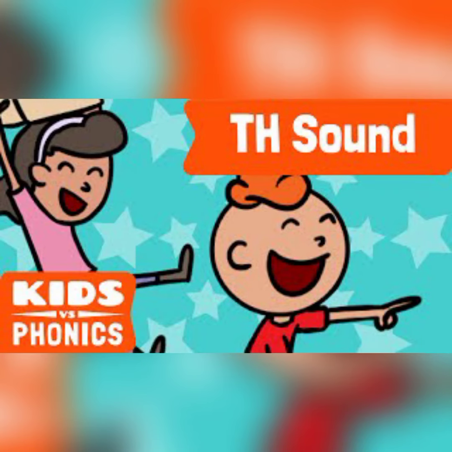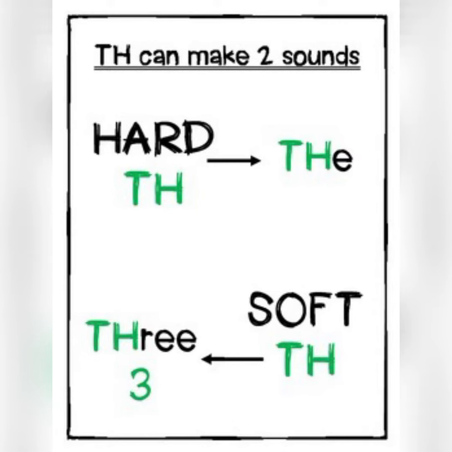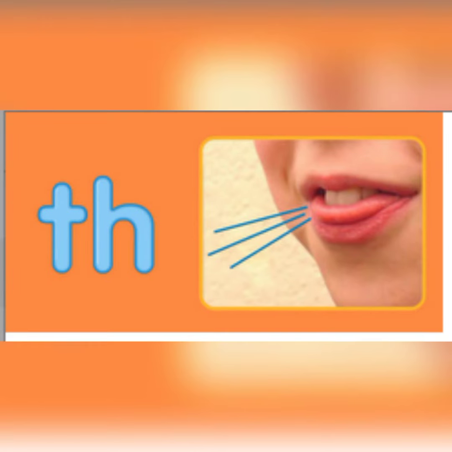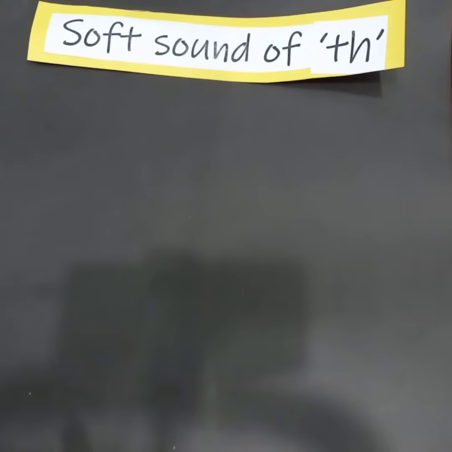Today, let's bring some joy in our reading by learning new sounds. That is the soft sound of TH. There are two sounds of TH, hard and soft. While making the soft sound of TH, you bring your tongue under your teeth and blow out. Let's read some words with the soft sound of TH.